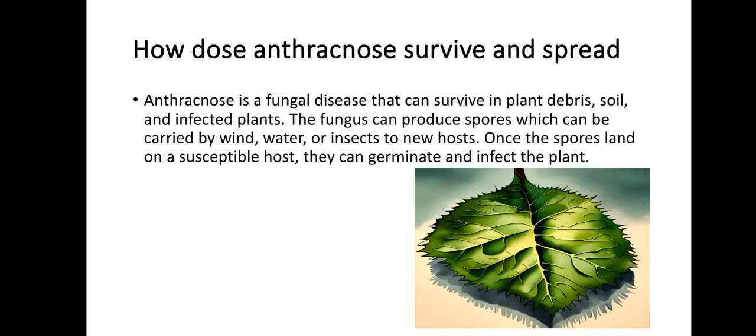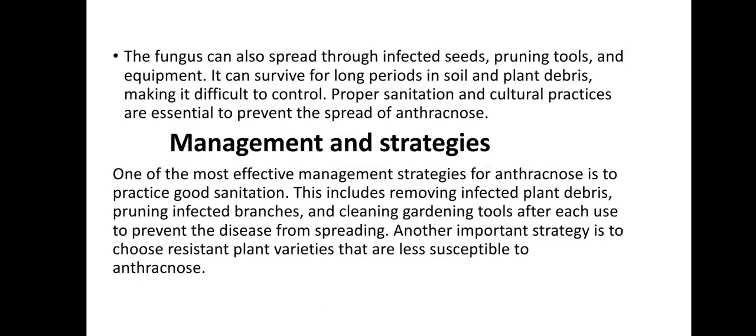How does anthracnose survive and spread? Anthracnose is a fungal disease that can survive in plant debris, soil, and infected plants. The fungus can produce spores which can be carried by wind, water, or insects to new hosts. Once the spores land on a susceptible host, they can germinate and infect the plant. The fungus can also spread through infected seeds, pruning tools, and equipment. It can also survive for long periods in soil and plant debris, making it difficult to control. Proper sanitation and cultural practices are essential to prevent the spread of anthracnose.